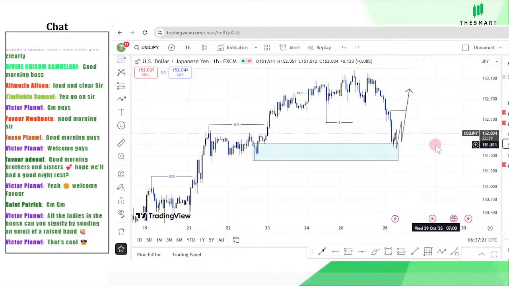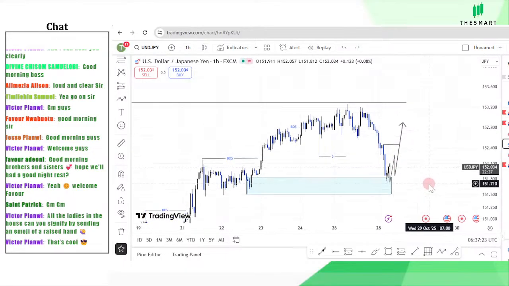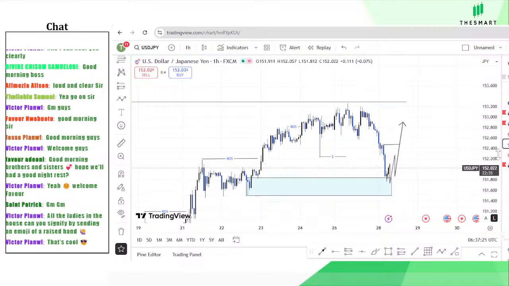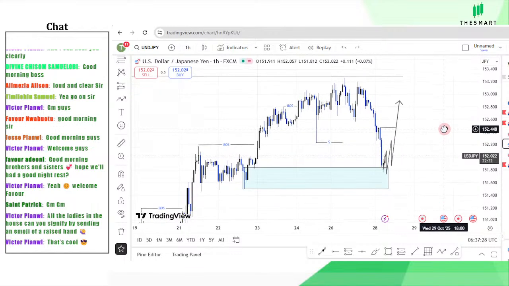We've already deleted the position yesterday, but we'll see what price will do coming back to the 15 minutes or 5 minutes. If we get entry confirmation, good. If we don't, so be it. We'll move over to the next setup.